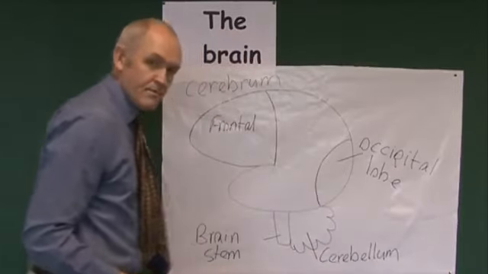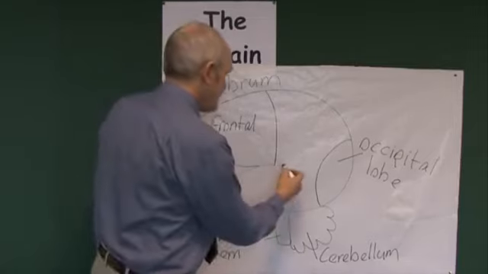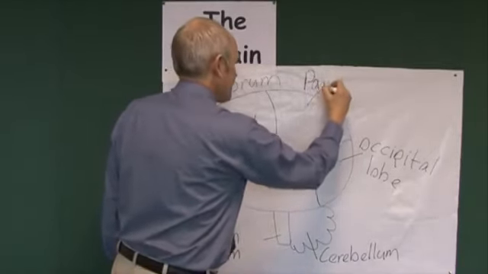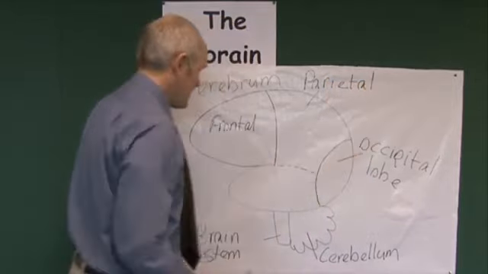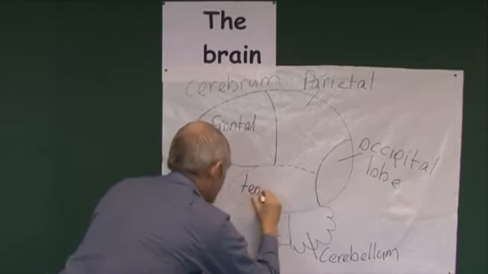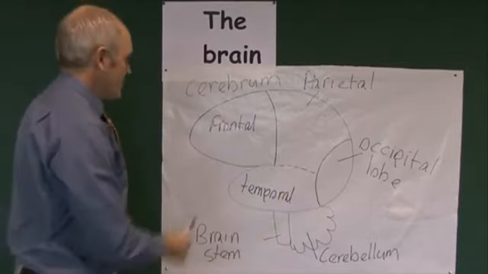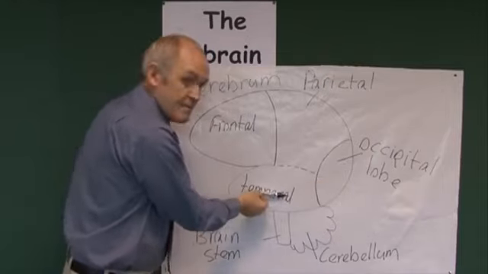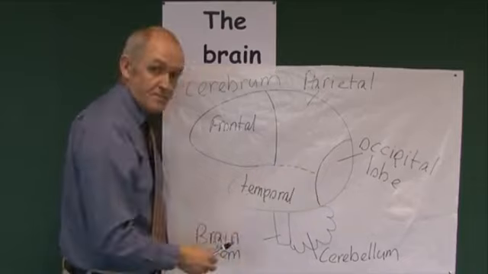So the occipital lobe of the brain. And then this lobe here is the parietal. And that leaves this lobe here, the temporal. So we've got the frontal lobe, the parietal lobe, the occipital lobe, and the temporal lobe. The four lobes of the cerebrum, the top part of the brain.